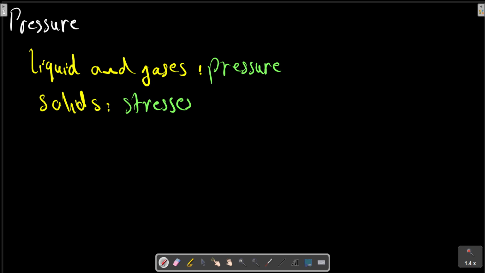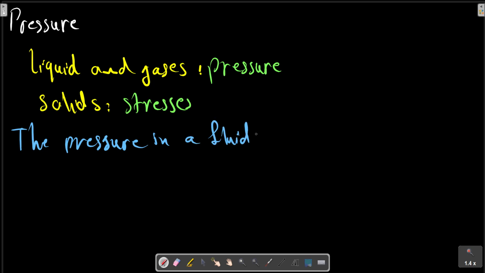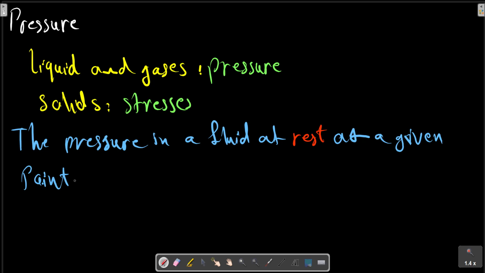The pressure in a fluid at rest at a given point is the same in all directions. The pressure in a fluid, liquid or gas, at rest at a given point is the same in all directions.